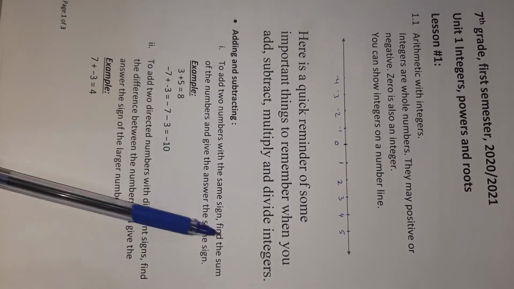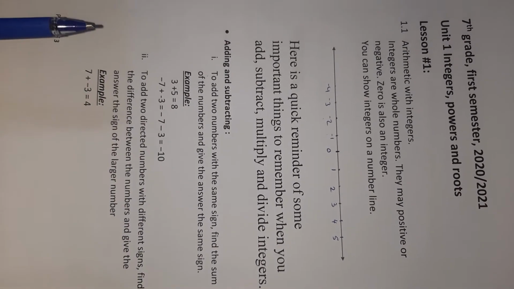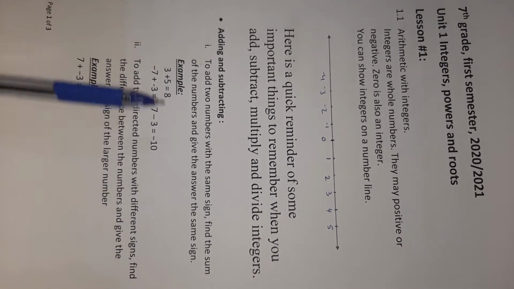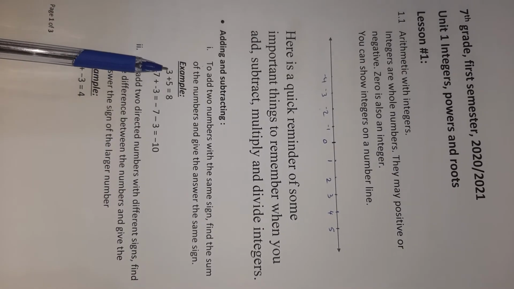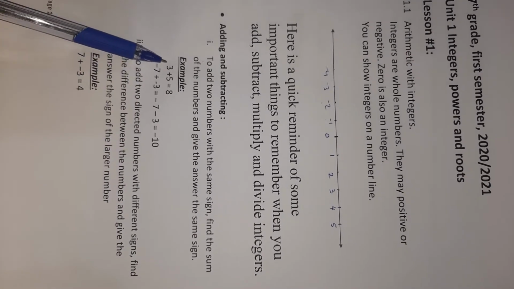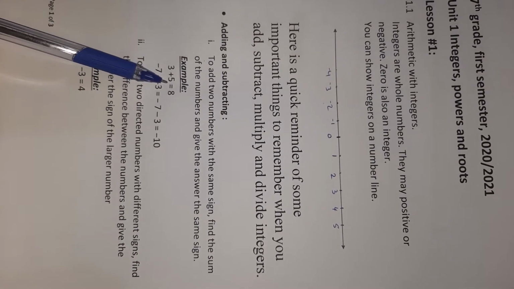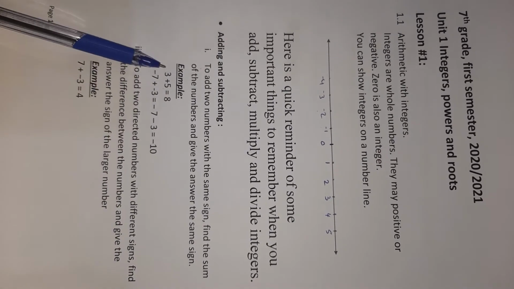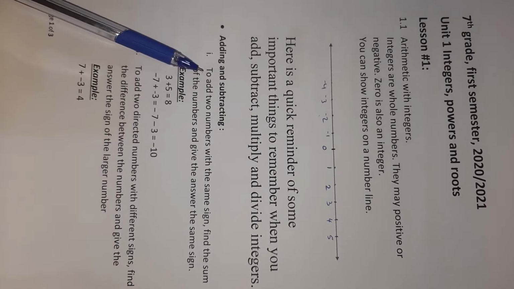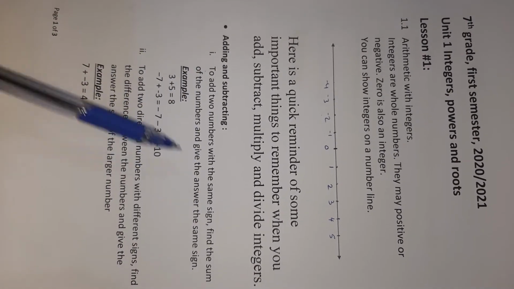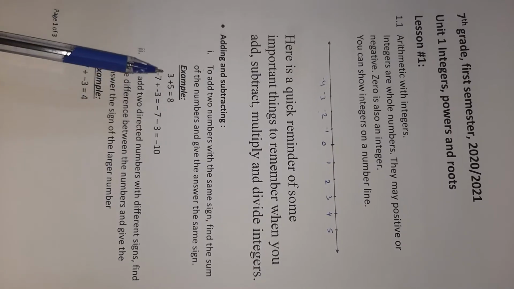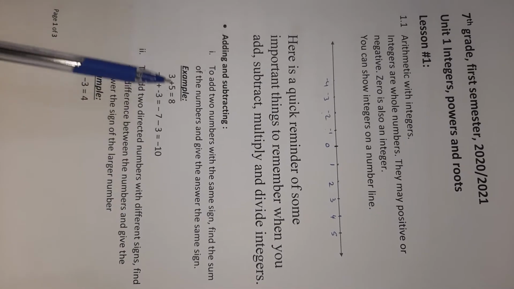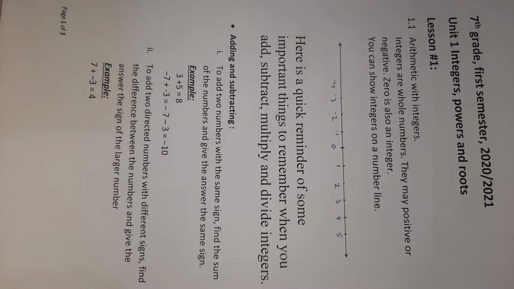Find the summation, or find the sum, means you need to add the numbers and give the answer the same sign. Let's take this example: 3 plus 5. 3 is positive, 5 is positive, and the operation between them is addition. Using the rule, to add 2 numbers with the same sign, just find the sum, 3 plus 5, 8, and give the answer the same sign. These 2 numbers are positive, so the answer must be positive.